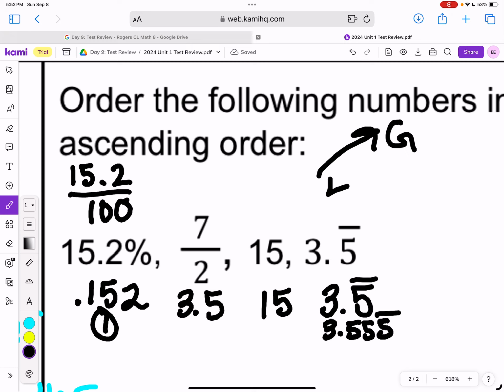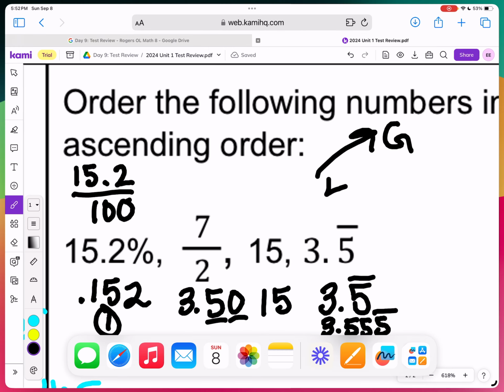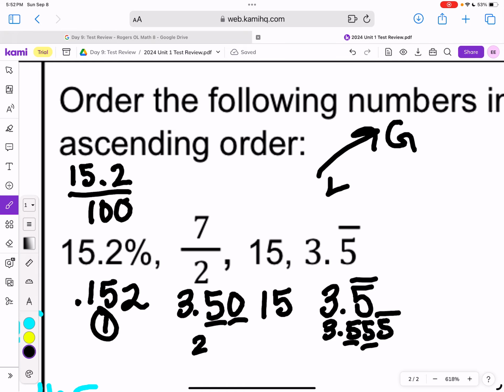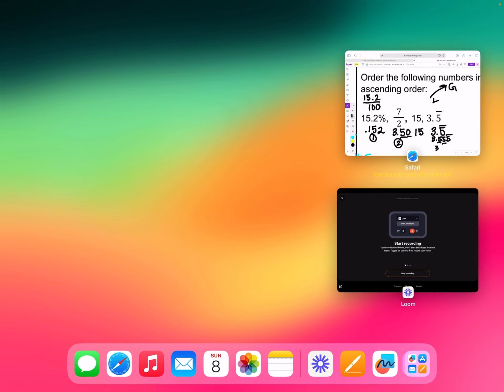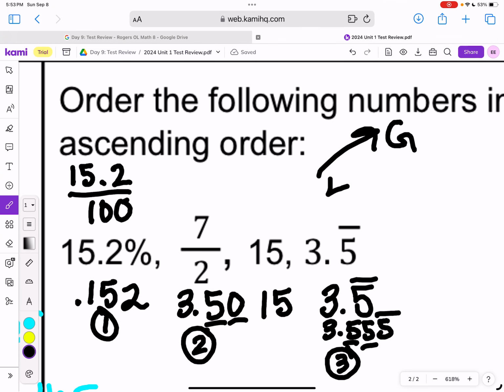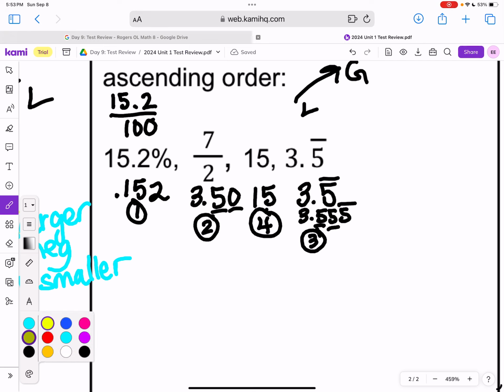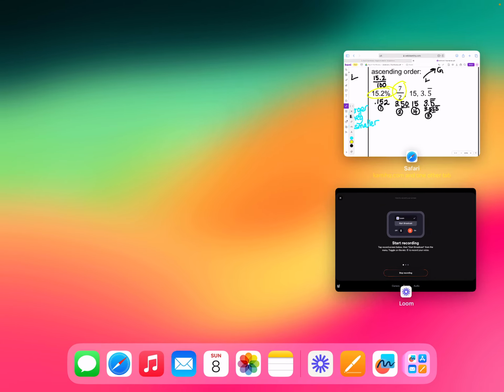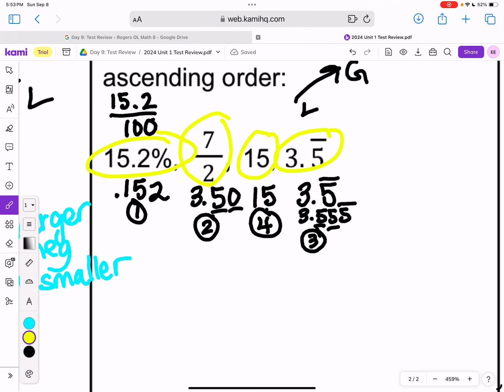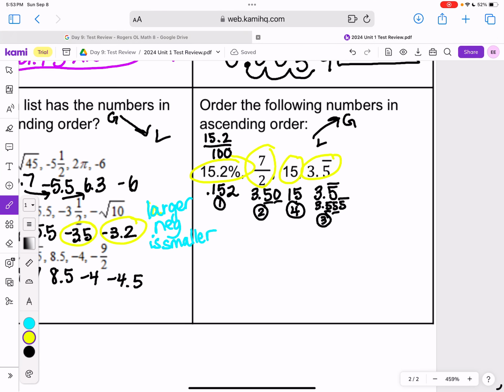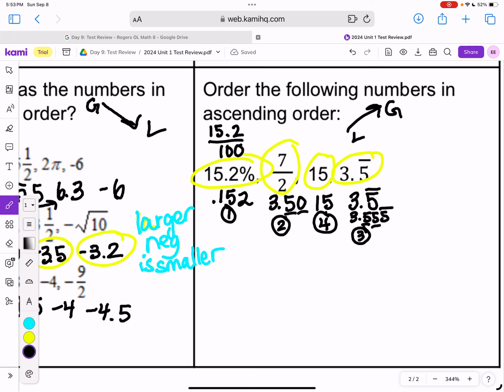So we want to write it in order based on what you see up here. So you want to do this one, and then this one, and then this one, and then this one last, okay? So we're going to write it as 15.2%, and then 7 over 2, and then 3.5 repeating, and then 15. Okay, so that's going to be the ascending order for that.